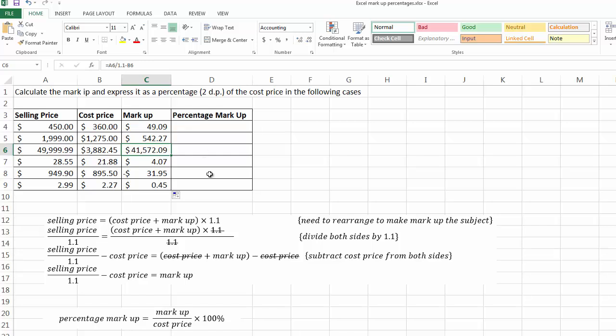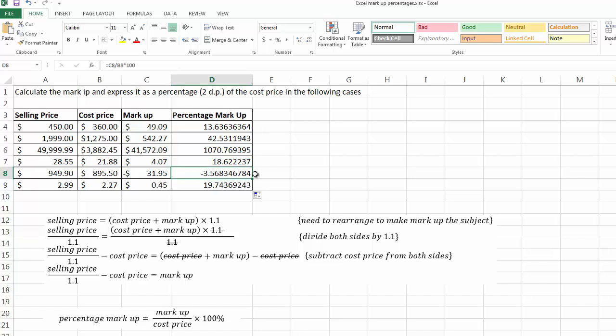To work out the percentage markup, you can see I've got that down here. Percentage markup equals the markup divided by the cost price times 100%. So if I click in this cell here and type equals markup divide cost price and then multiply, and I use the asterisk for multiply, by 100, and I get the percentage markup. And if I drag that down, you can see it's calculated the percentage markup for all of these things.